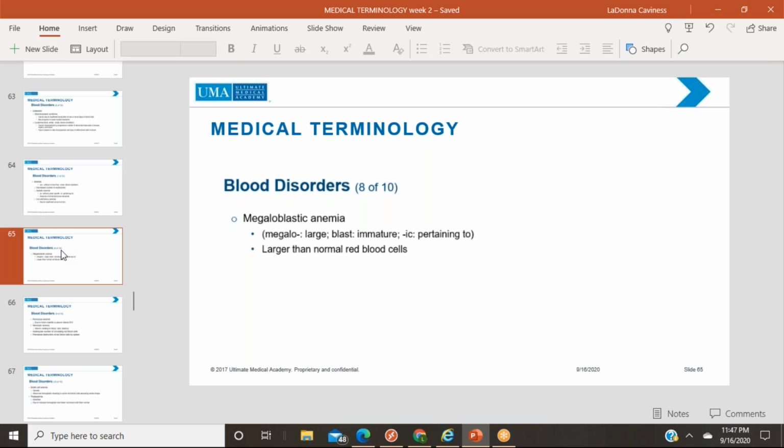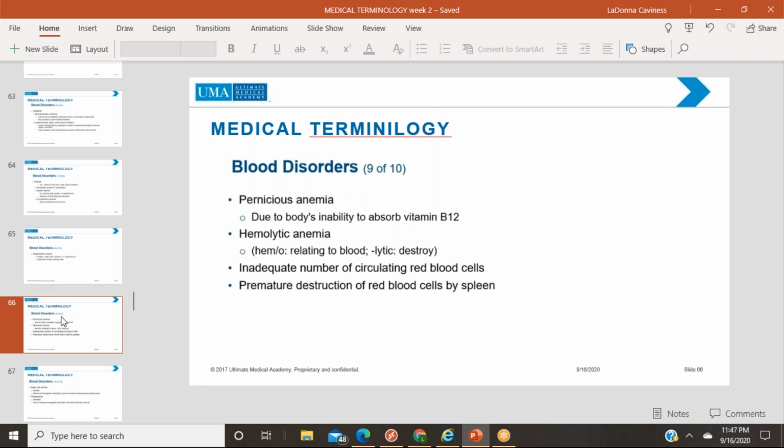Okay, blood disorders continues. Megaloblastic anemia. Megalo means large, blast, immature, and ic pertaining to larger than normal red blood cells. Pernicious anemia. It's due to the body's inability to absorb vitamin B12. Hemolytic anemia. Hemo means related to the blood, and lytic refers to destroy. Inadequate number of circulating red blood cells. Premature destruction of red blood cells by the spleen.